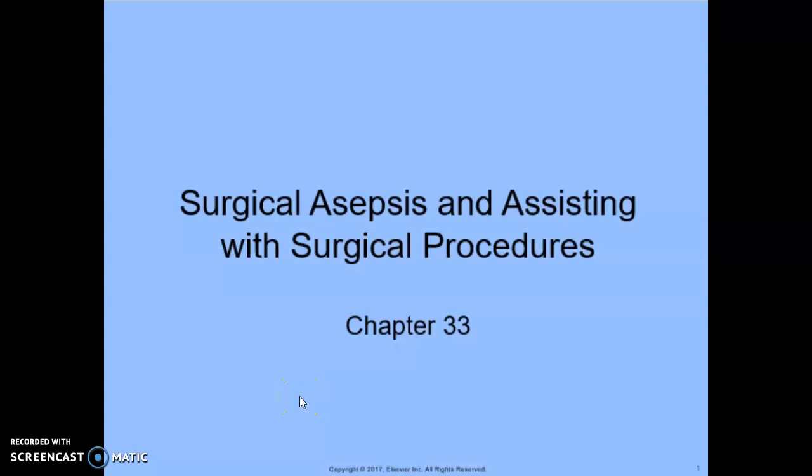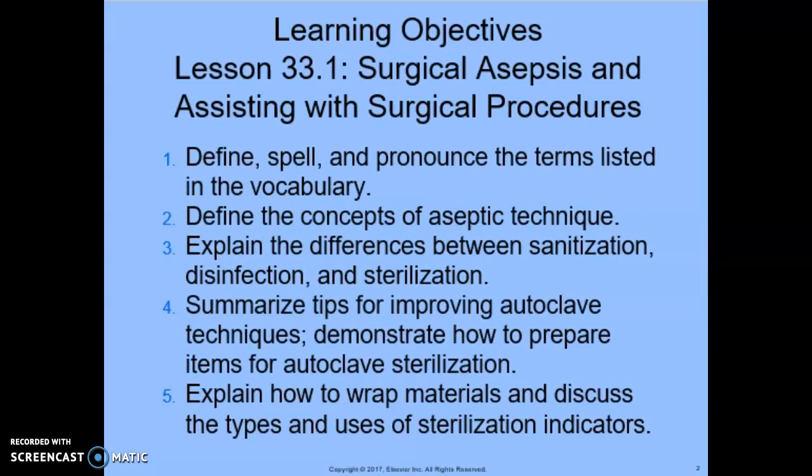So we're only going to page 863, and you will stop before sterile field for your reading and for lecture. Looking at learning objectives, we're going to define, spell, and pronounce the terms listed in the vocabulary, define the concepts of aseptic technique, explain the differences between sanitation, disinfection, and sterilization.